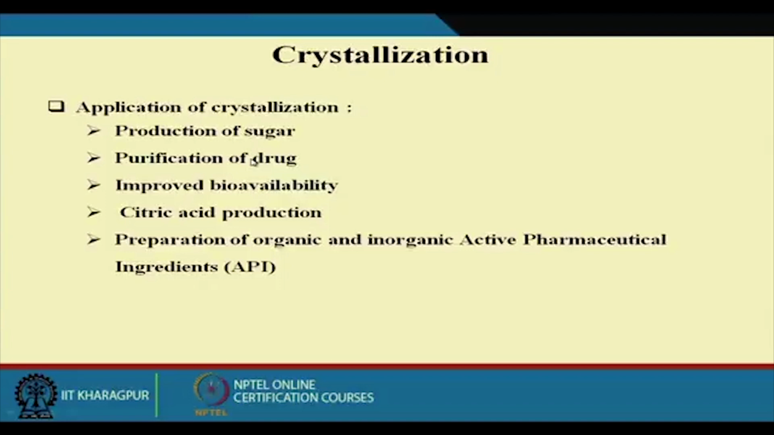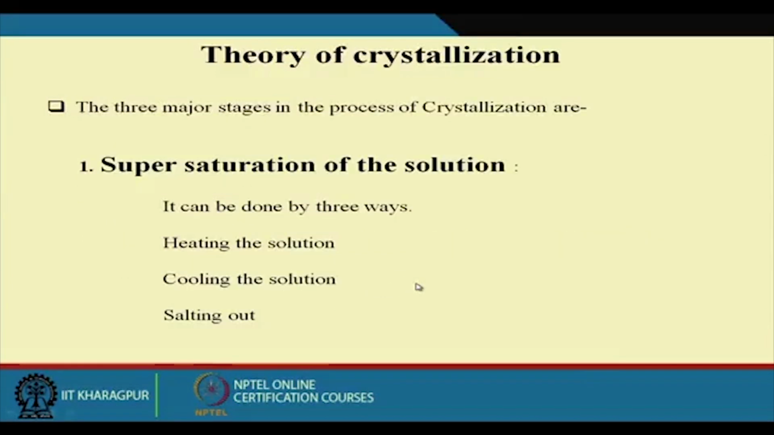Then we have purification of drugs, where it is largely used. Then improved bioavailability, citric acid production, which I just discussed, and preparation of organic and inorganic active pharmaceutical ingredients. It is widely used in the pharmaceutical industry.